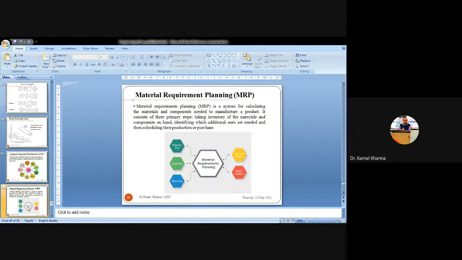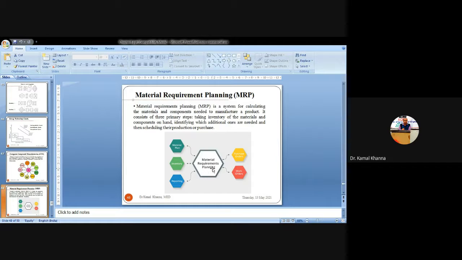Next is material requirement planning. This is a system basically used in industry nowadays to calculate the material and the components that are required to manufacture a particular component or product. It consists of basically three primary steps. First is the planning of the material, second is taking the inventory of the material, and last is reporting or identifying the components on hand. That is, how much raw material is available now at the industry, how much is the inventory, and how we are planning to manufacture a product, or what is the plan to procure or purchase the raw material from the market. And this is called material requirement planning.